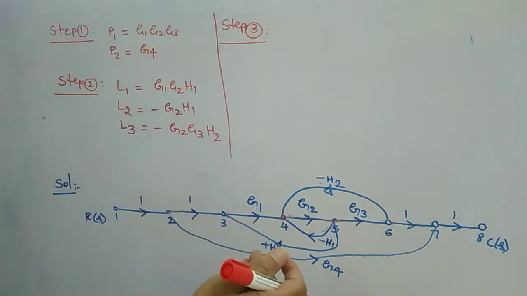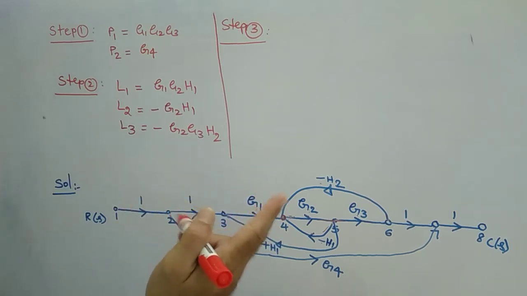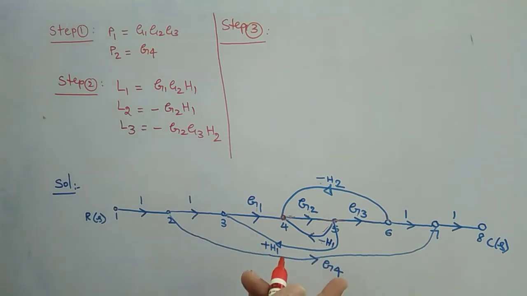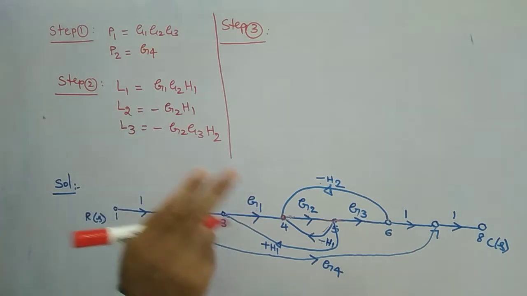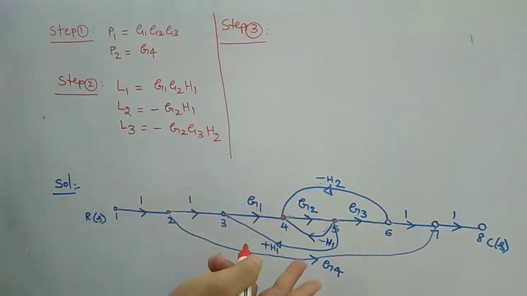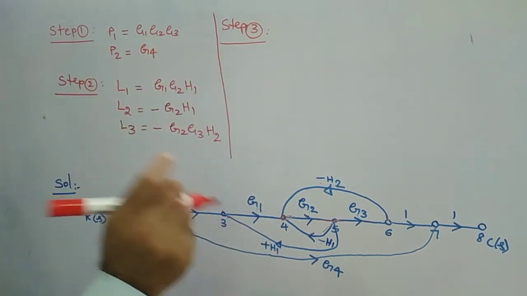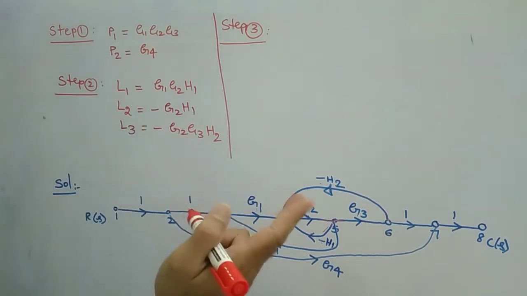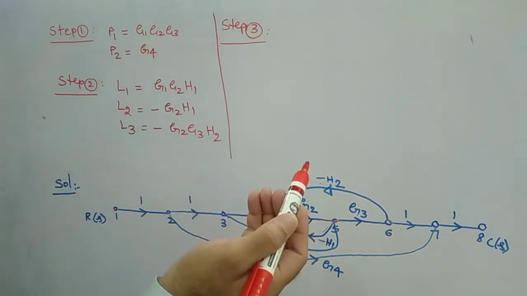Non-touching loops we have to look for. Non-touching means you need minimum 2 loops at least, because if you have only one loop, there is no question of a non-touching loop. There is no meaning of non-touching. Non-touching must have at least two; then only non-touching comes into the picture. Therefore, in step number 3, we have to look for any possible combination of two non-touching loops, and after that 3 non-touching loops.